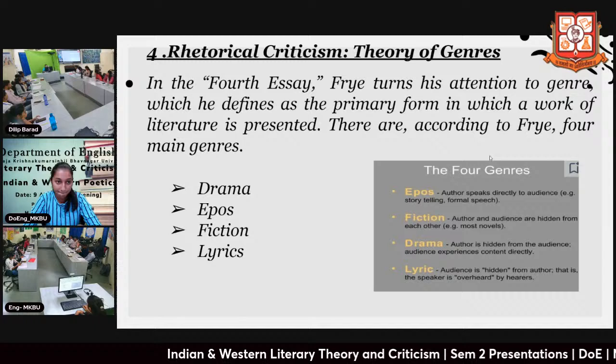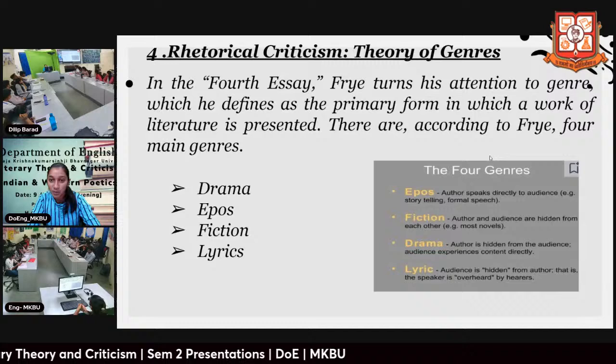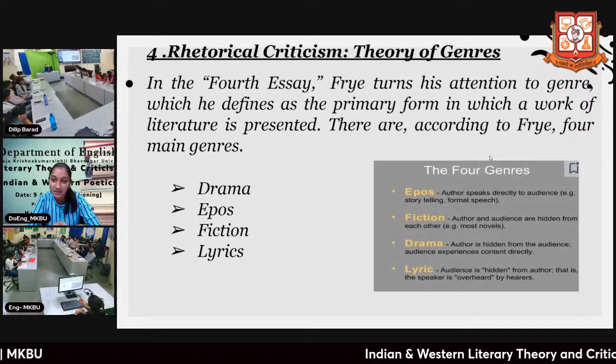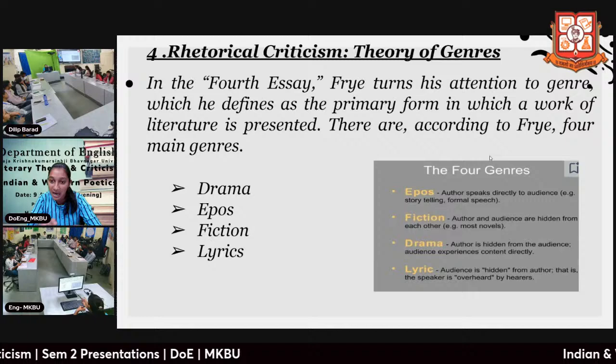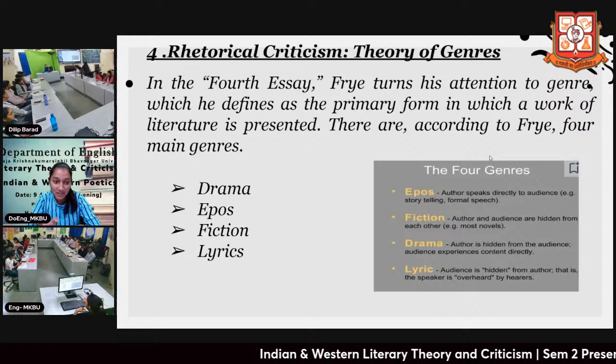The fourth essay is rhetorical criticism, and how rhetorical criticism corresponds with the theory of genre. In the fourth essay, Frye turns his attention to genre, and he defines it as the primary form in which a work of literature is presented. According to Frye, it is important how in the word form the work is presented. There are four main genres.